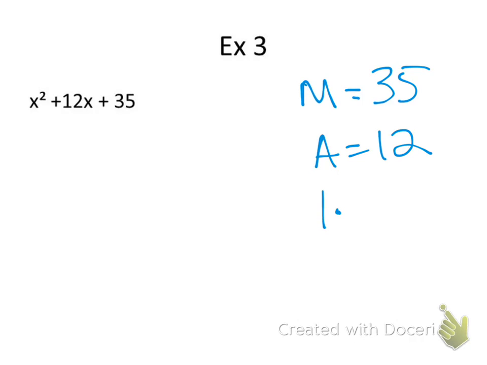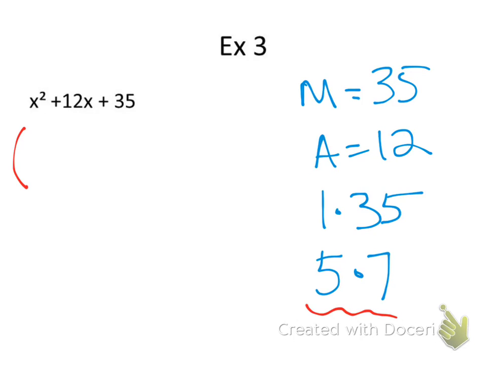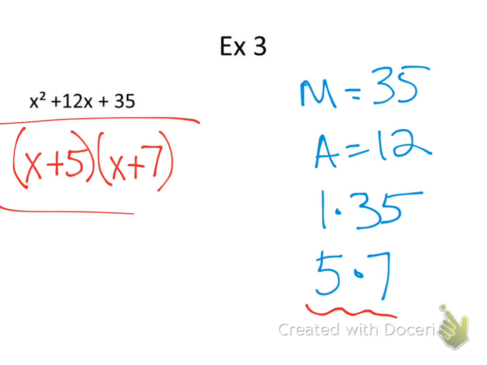So I am only going to list the positive factors of 35. Do either of those combinations add to give us 12? 5 and 7. So as binomials, what would these look like? Very good. Don't forget your parentheses.